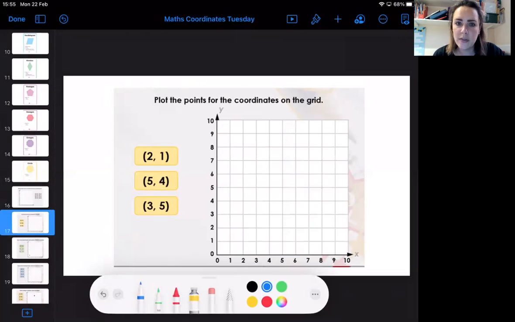So your job for this activity is to just plot the points for the coordinates on the grid. So if you pause the video.